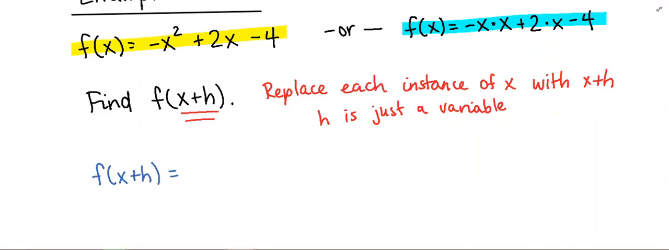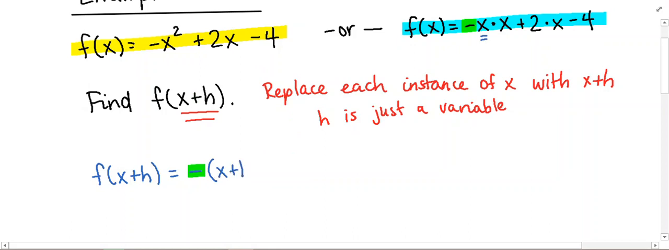let's work through our function here. This negative sign is going to stay out front. So I'm going to go ahead and put it down. I'm going to highlight it in green so you can track it. And then I need to replace my first instance of x with x plus h. X plus h is a package deal. So there's the x and the h, and we're adding them together. That negative sign is eventually going to have to get distributed, so you need to put it in parentheses or it will not come out correctly.